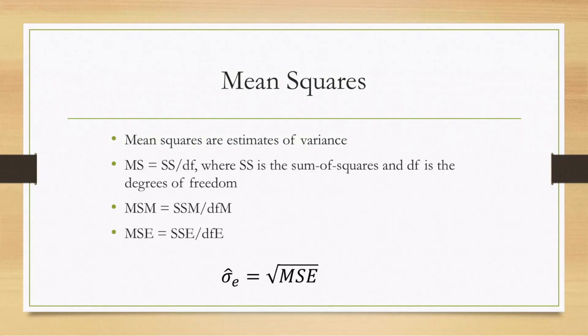Mean squares are estimates of variance. And the general formula for a mean square is that you take the sums of squares and divide it by the degrees of freedom. Well, think about that a moment. Think about when you were learning your very first statistics and you learned about the mean and variance, or the mean and standard deviation. How did you calculate that variance or that standard deviation?